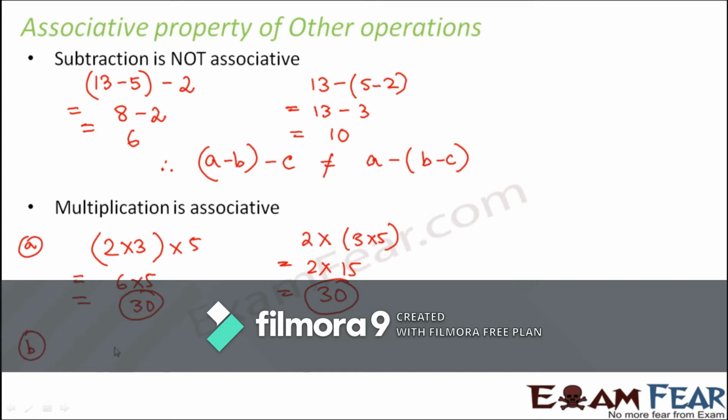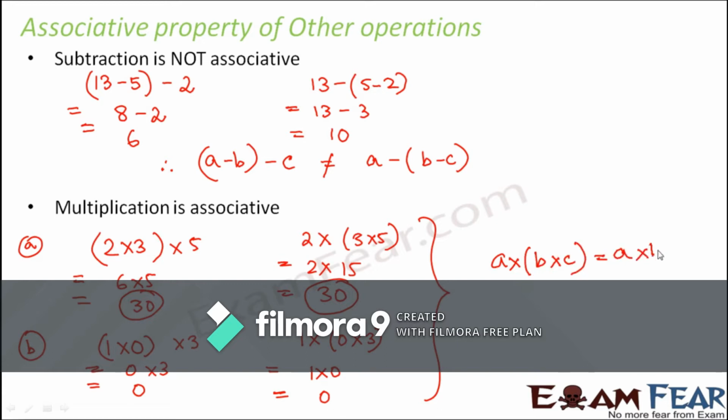Let us take another example. Let's say (1 × 0) × 3. So 1 into 0 is 0, into 3, which is equal to 0. Now the same thing with a different format, 1 × (0 × 3), would be 1 into 0, which is equal to 0. So in both of these cases, what we observe is (A × B) × C is equal to A × (B × C). So basically multiplication is associative in whole numbers.